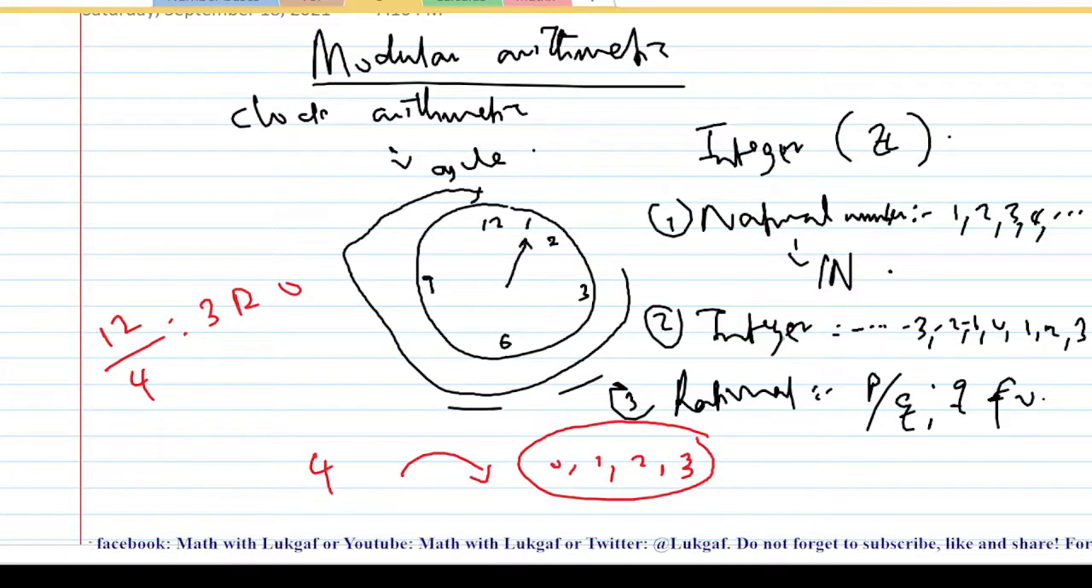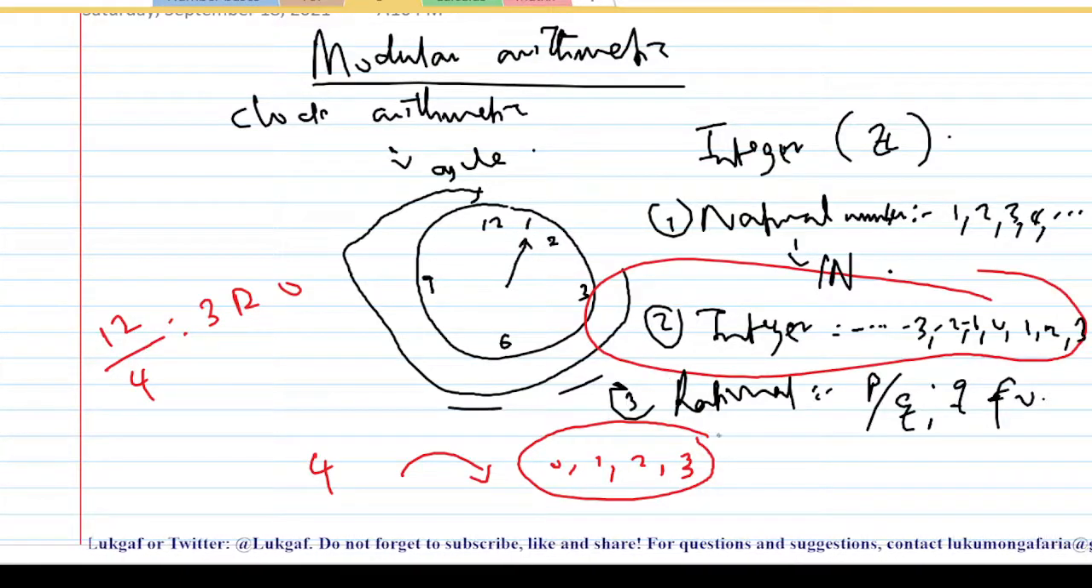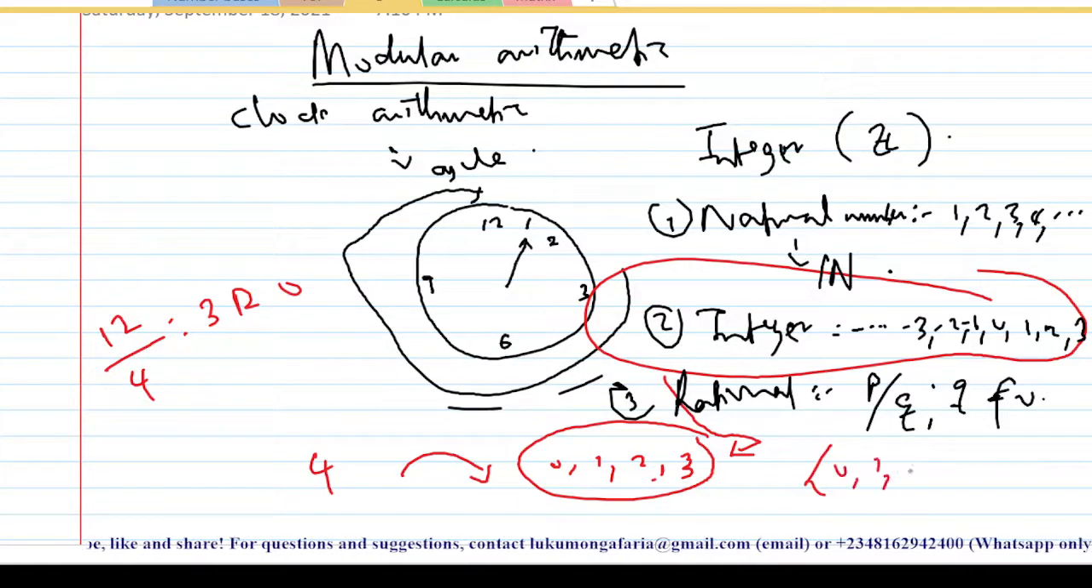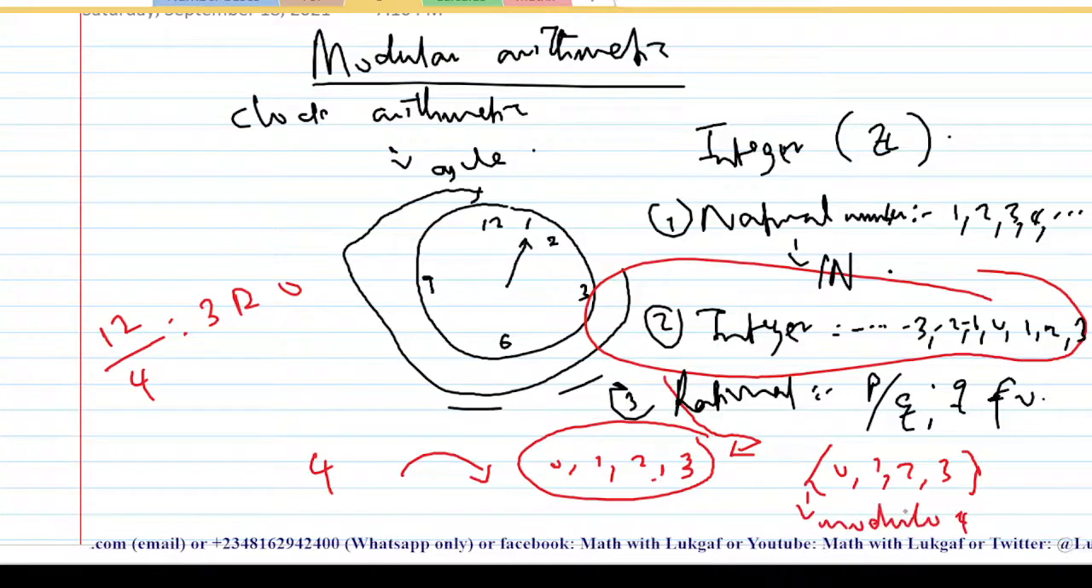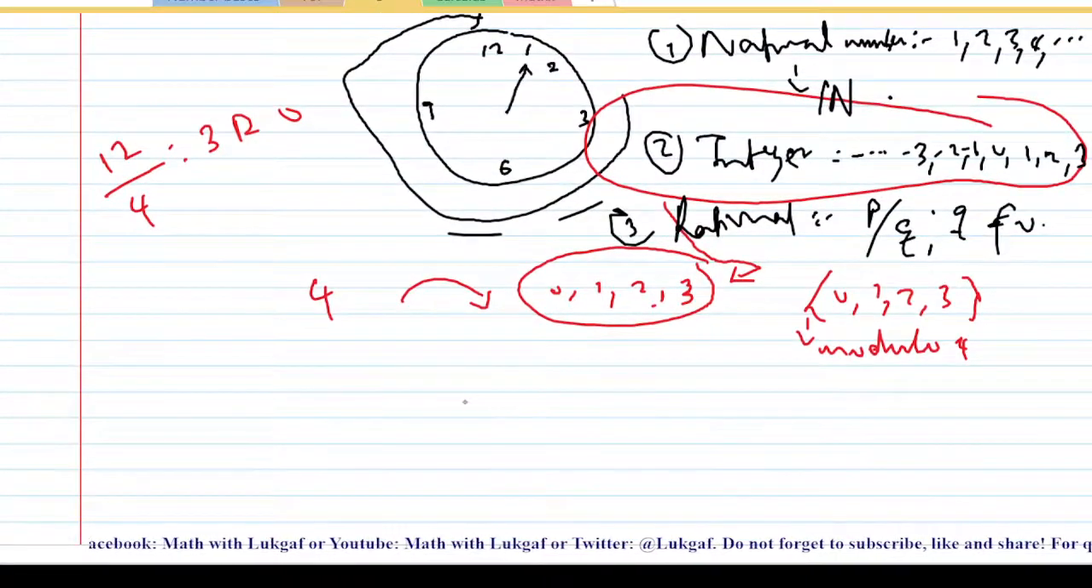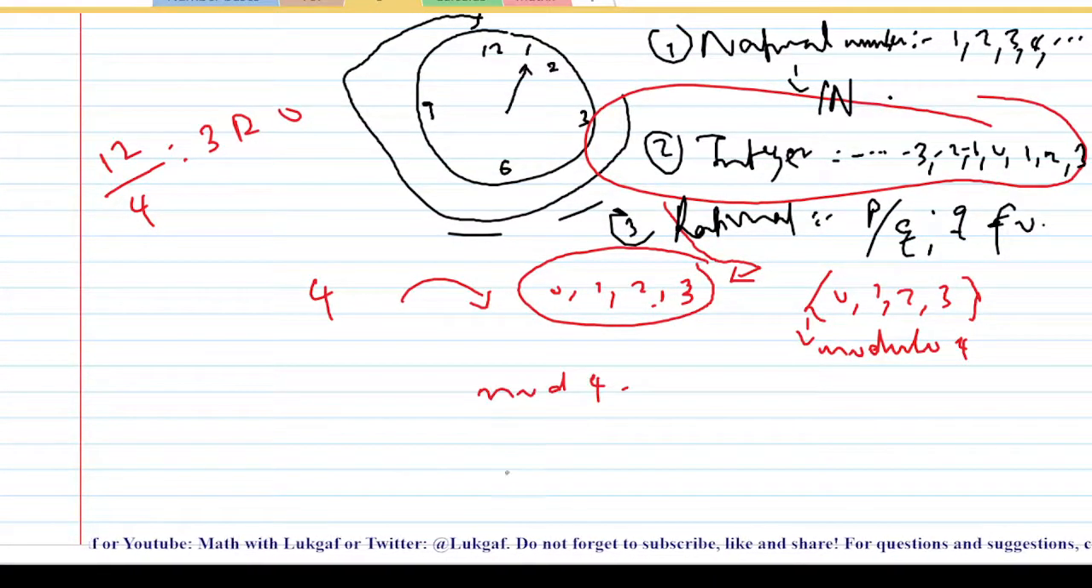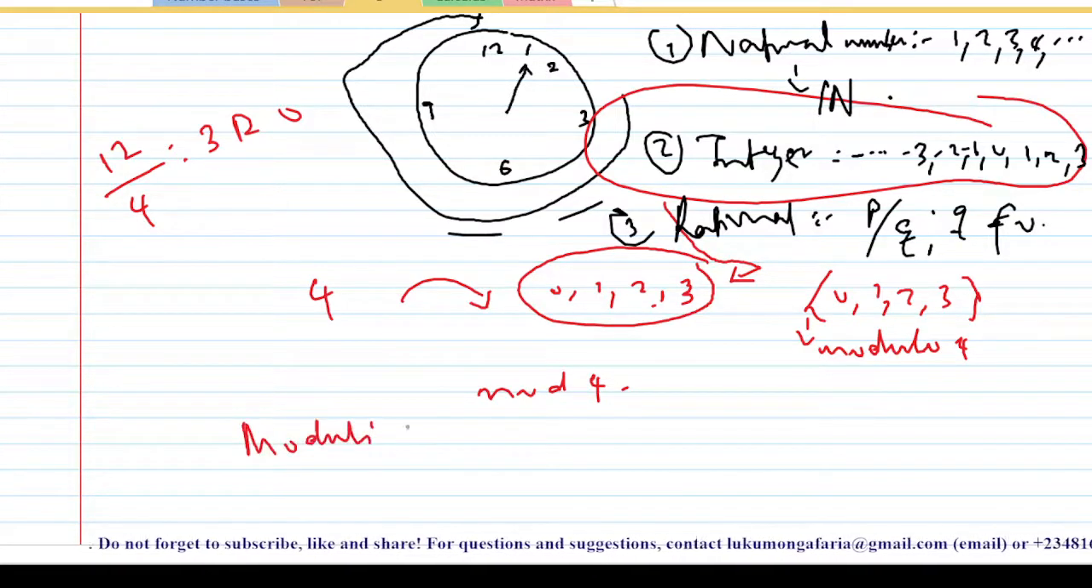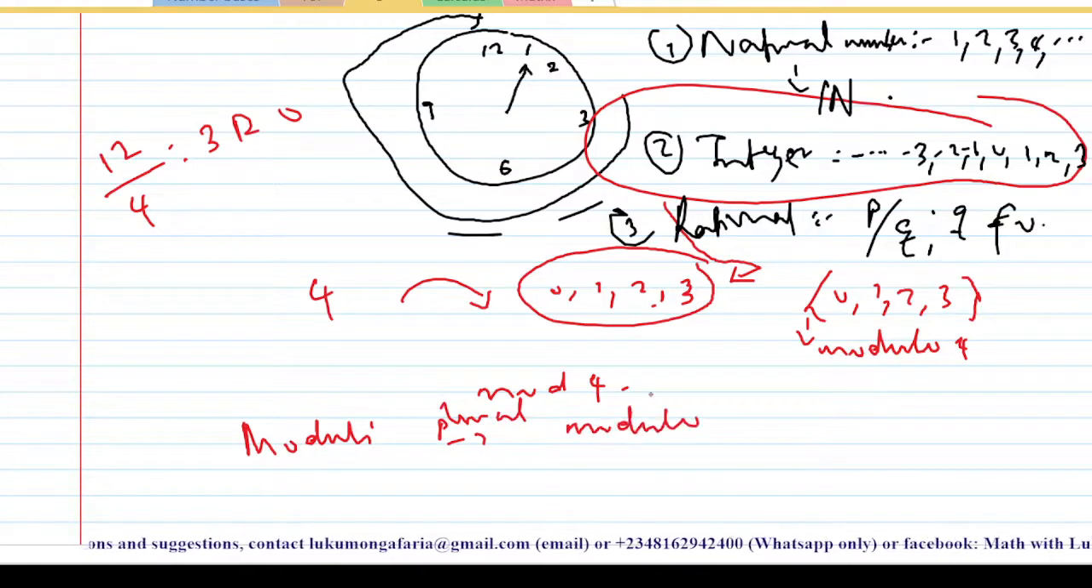So when the set of all integers is now reduced to a set of numbers containing 0, 1, 2, 3, you understand now? Then we are said to be working in modulo 4, or with modulo 4. You can as well shorten it as mod 4. Are you getting that now? And don't forget, modular is the plural form of modulo.